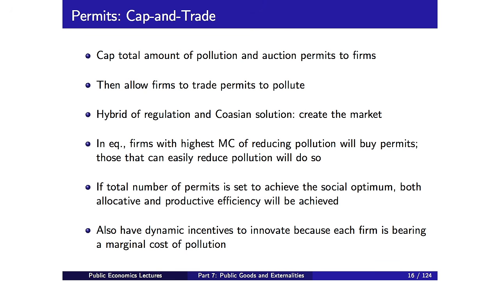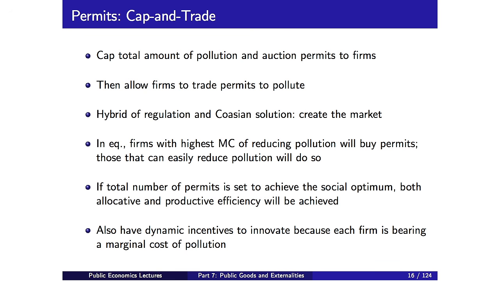As I've been saying, in equilibrium, the firms with the highest marginal cost of reducing pollution are going to end up buying the permits, right? So the car guys are basically going to buy the permits from the hotel guys in the example I was giving. And if you set the total number of permits to achieve the social optimum, you're going to get both allocative and productive efficiency with this system. If you then think about a dynamic version of the model, you still have incentives to innovate because you don't have to buy these permits if you develop a cleaner technology.